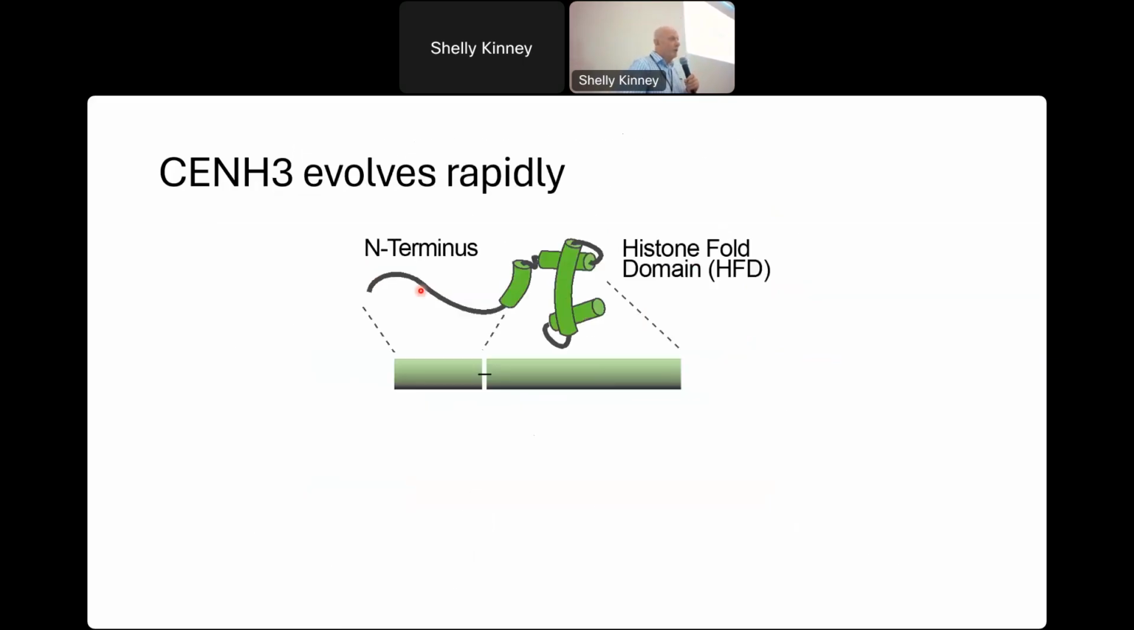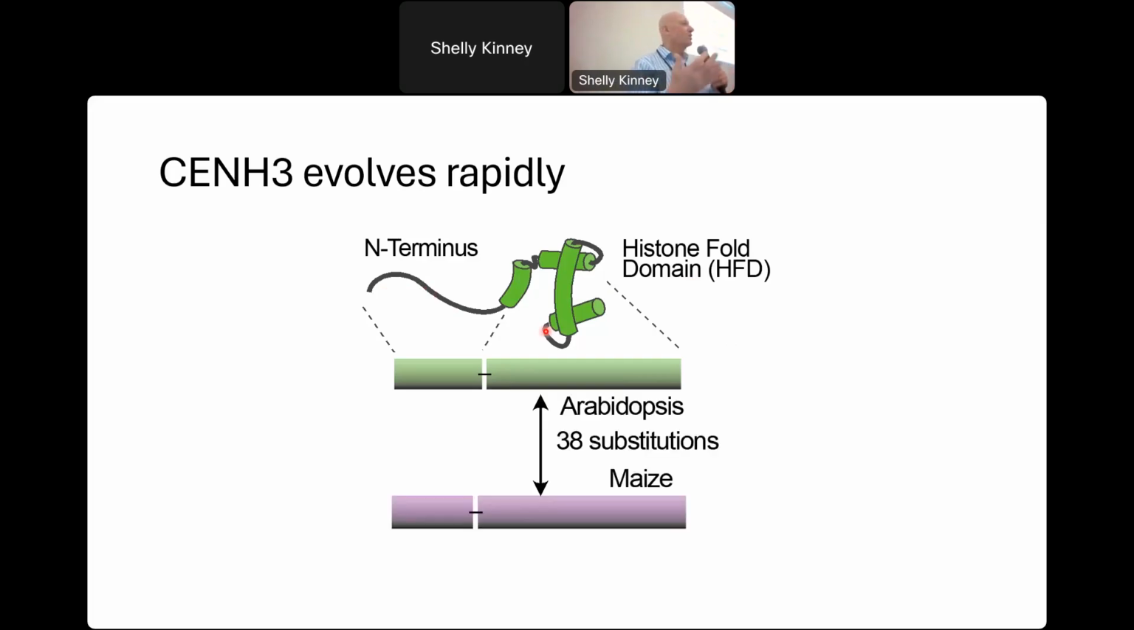So in the case of SNH3, it is remarkable that it evolves very rapidly. If you look at H3, the canonical histone from a human and a fly and Arabidopsis or maize, they're virtually indistinguishable, maybe one or two or three changes all through the molecule. But in the case of SNH3, the changes accelerate rapidly, and when you compare something like Arabidopsis and maize, there are 38 substitutions only in the histone fold domain, and the N terminus is not recognizable except for the very tip and the very end.